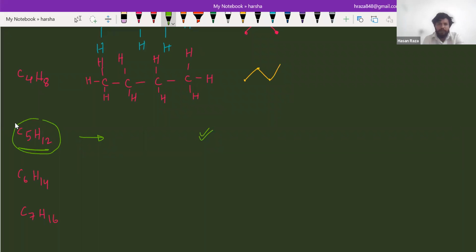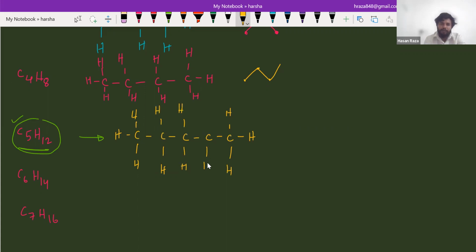Everyone done with this one? See, the structure of this is very easy, which we have already written. C, C, C, C, and then C, with 3 hydrogen on each terminal carbon and 2 hydrogen in between. Now, if you want to write the bond line structural formula, there are 5 carbons: first, second, third, fourth, and then fifth. This is the BSF, the bond line structural formula, for pentane.